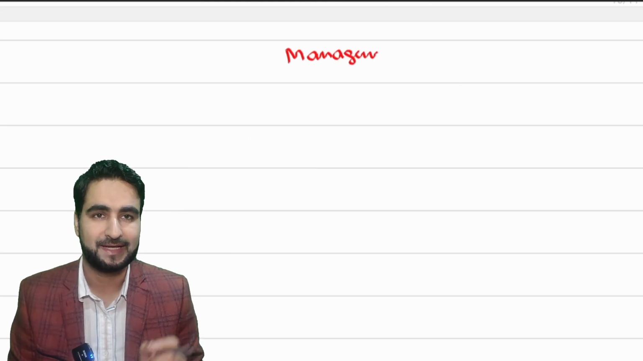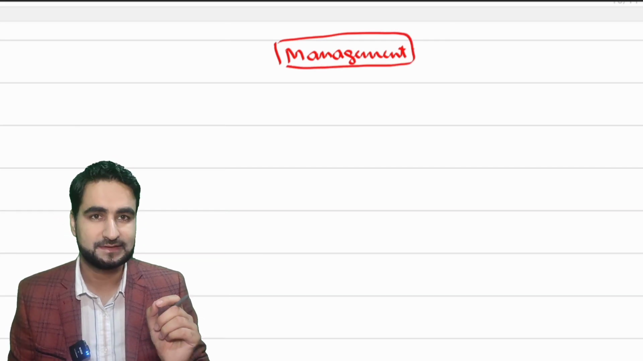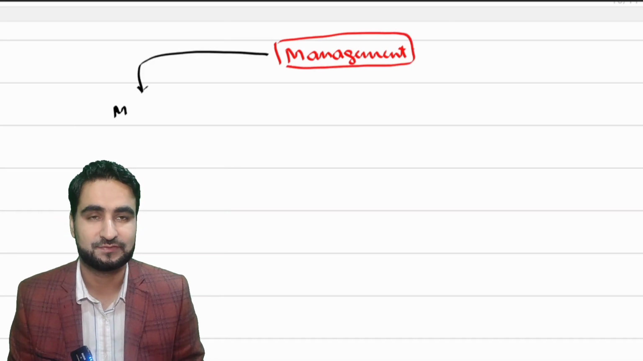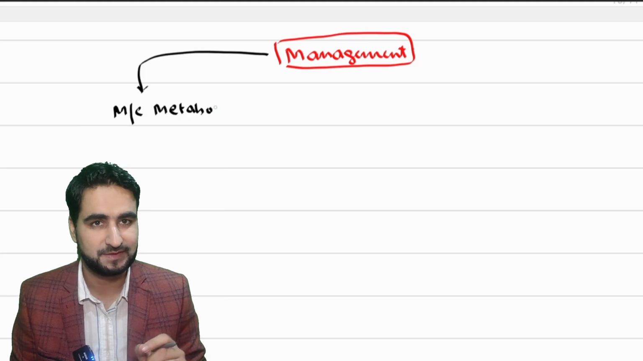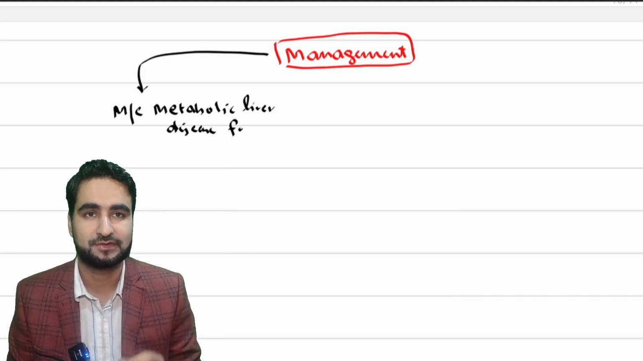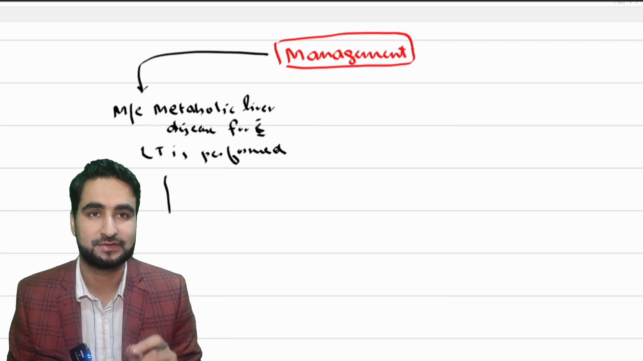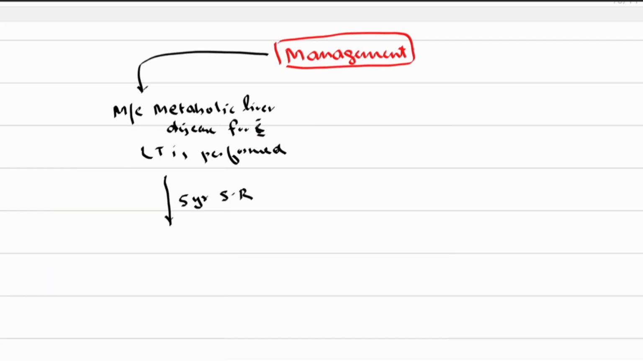Now, coming to the management of alpha-1 antitrypsin deficiency. It is the most common metabolic disease for which liver transplantation is performed, and the 5-year survival rate is very good. It is around 83% in children and it is around 90% in adults.